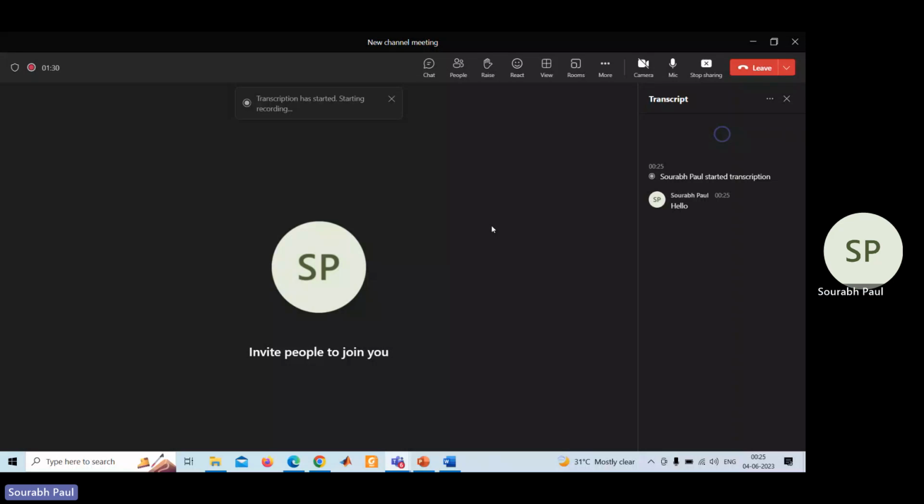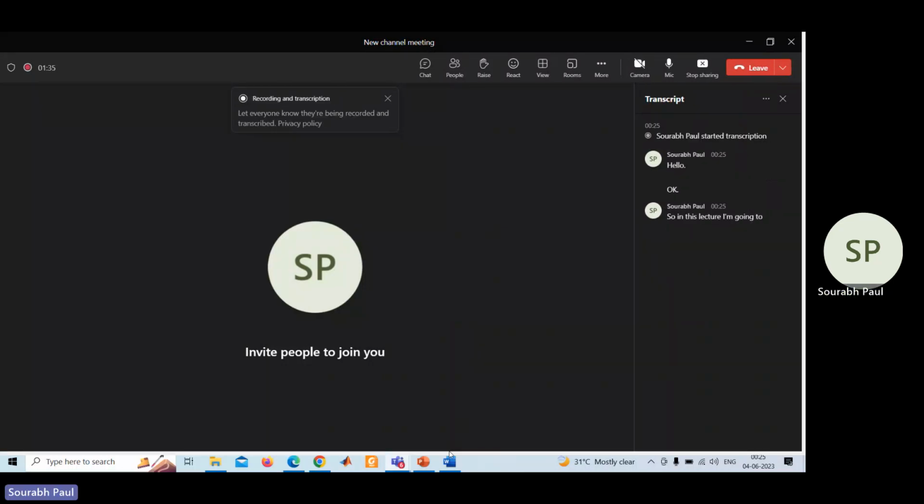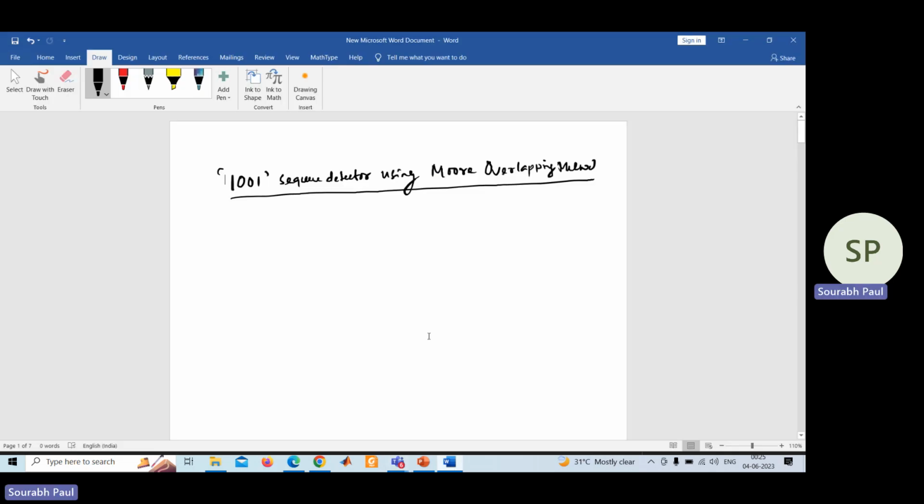Hello. Okay. So in this lecture, I'm going to discuss a sequence detector to detect the sequence of 1001 using the Moore overlapping method. Now, in any sequence detector, the toughest thing is to make the state diagram. Most of the students find difficulties making the state diagram, what I observed. If you can make the state diagram properly, the rest of the things are very easy.